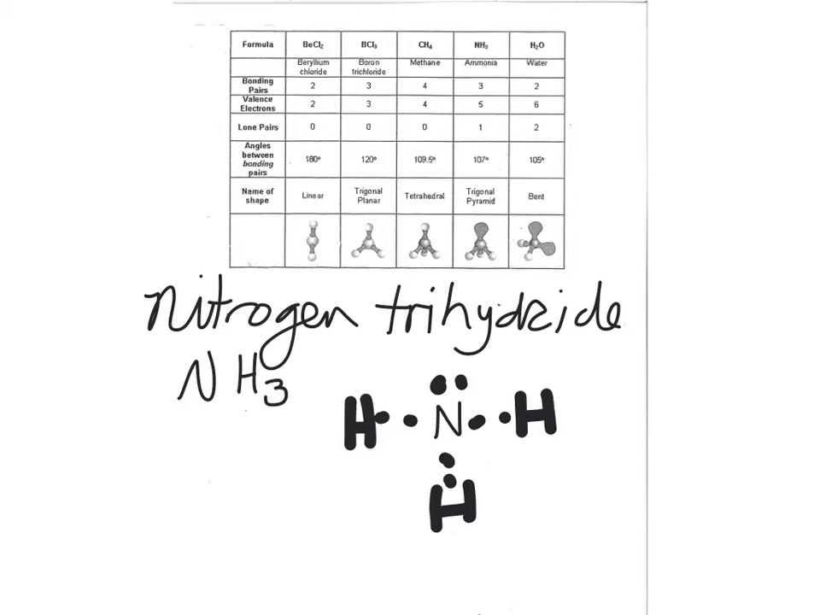So the next step is to draw a line that will share a pair of electrons between the hydrogen and the nitrogen, from that one to that one, then from this electron to that electron, and then on the bottom from this electron to that electron.